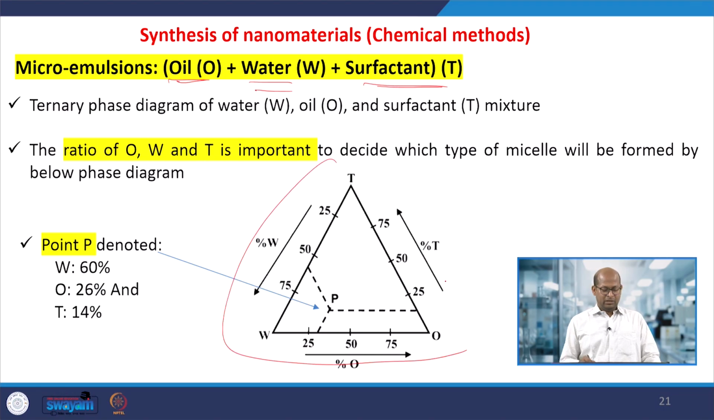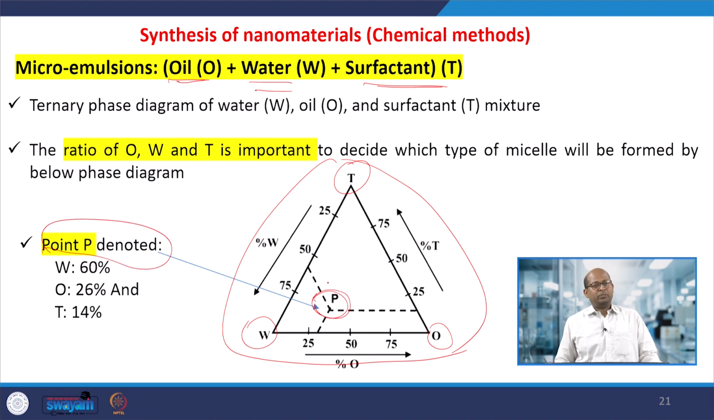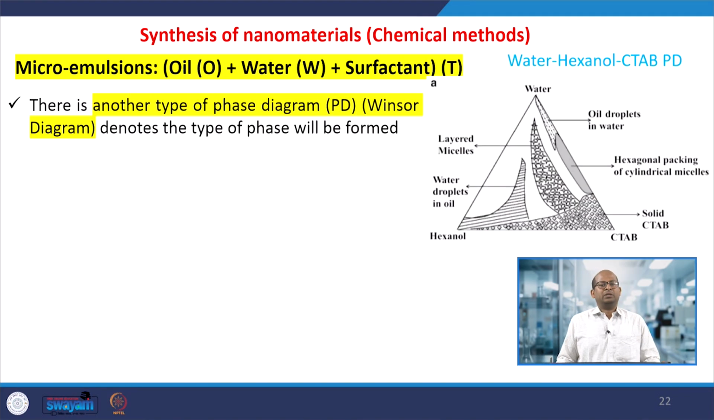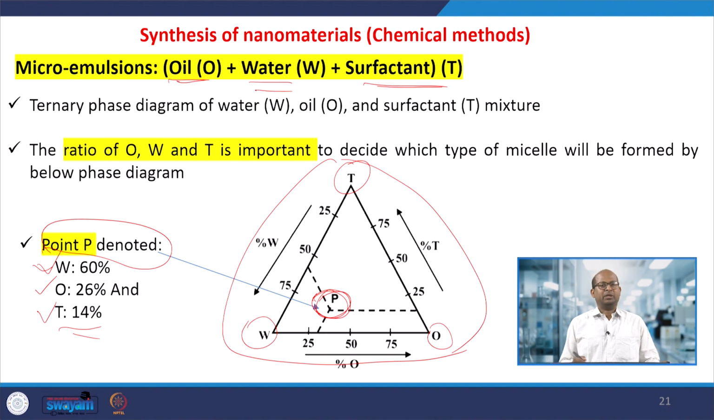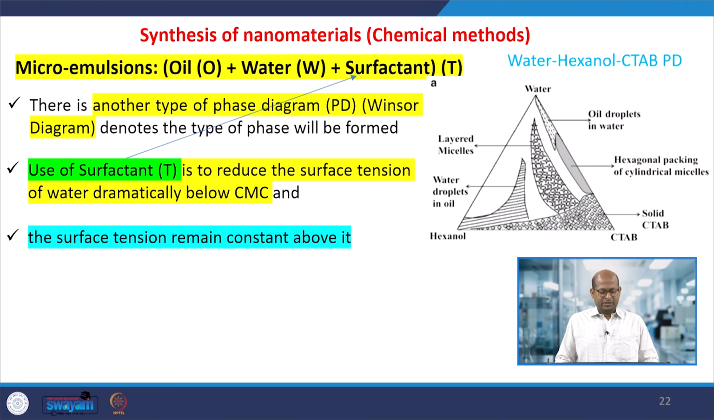Here this ternary phase diagram is shown. With oil, water and surfactants at different ratios, we can form different types of microemulsions. Here is one example: if we use water 60%, oil 26% and surfactant 14%, then a particular type of microemulsion is possible with this mixture. We can also change other quantities or concentrations, and depending on that a particular microemulsion forms, which can be used for nanomaterial synthesis.